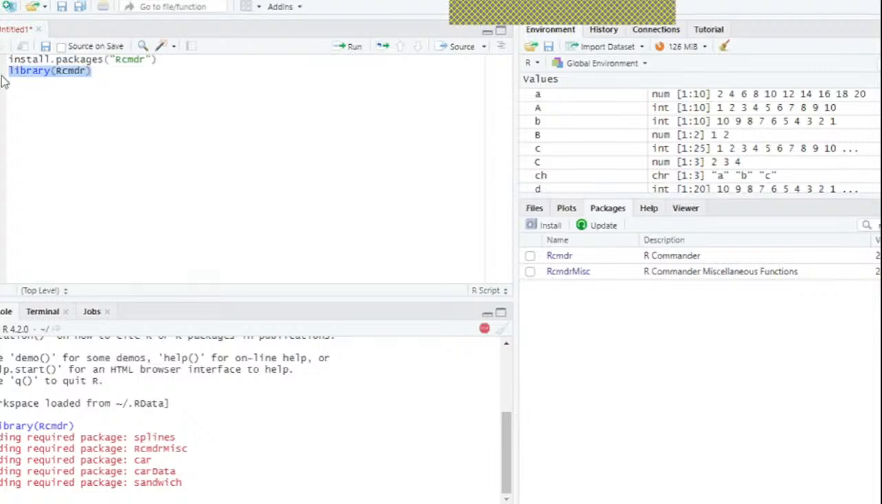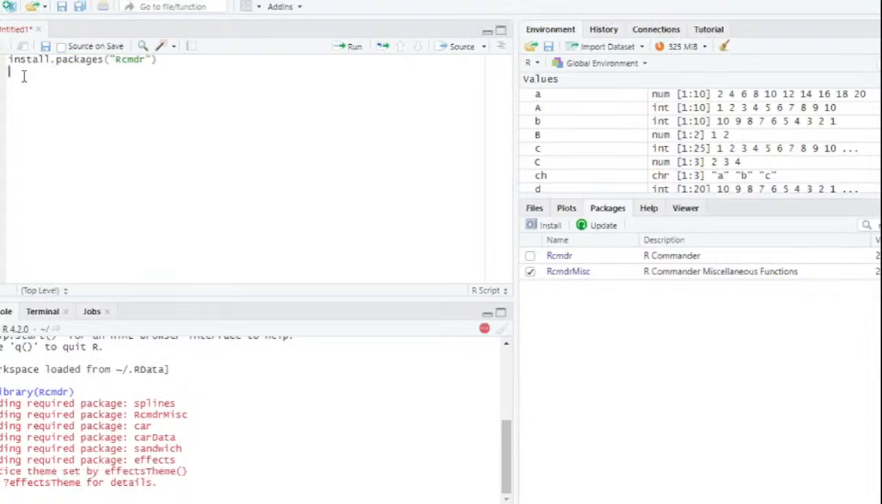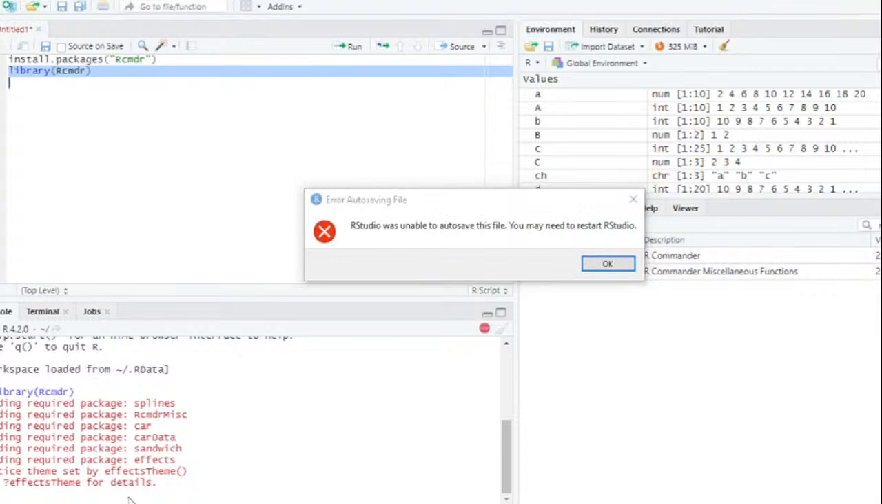Anyways, wait. Hold on. Yeah. Now run. Why did you remove it? Yeah. Now run it. R Studio is unable to auto save this file. You may need to restart. There is some issue, I think. Okay, click OK.